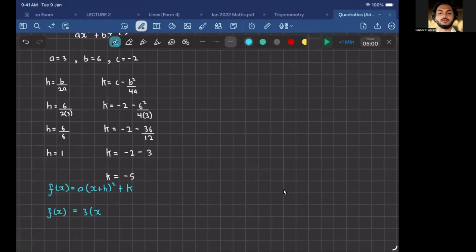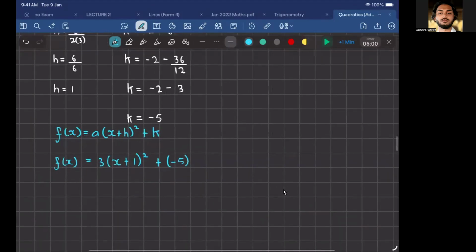I'll give you some time to correct. 1. What was h? 1. Right, so plus 1 squared, and then plus k. So you're going to put k now. What was k? Minus 5. Now this has confused a lot of students. Watch. I'm going to put back the plus sign, and in brackets, I'm going to put what k was. K was minus 5.